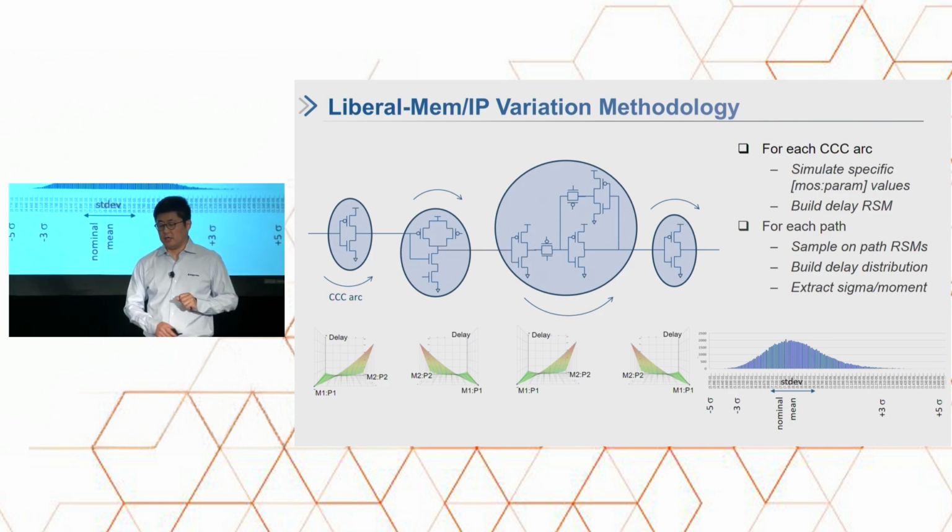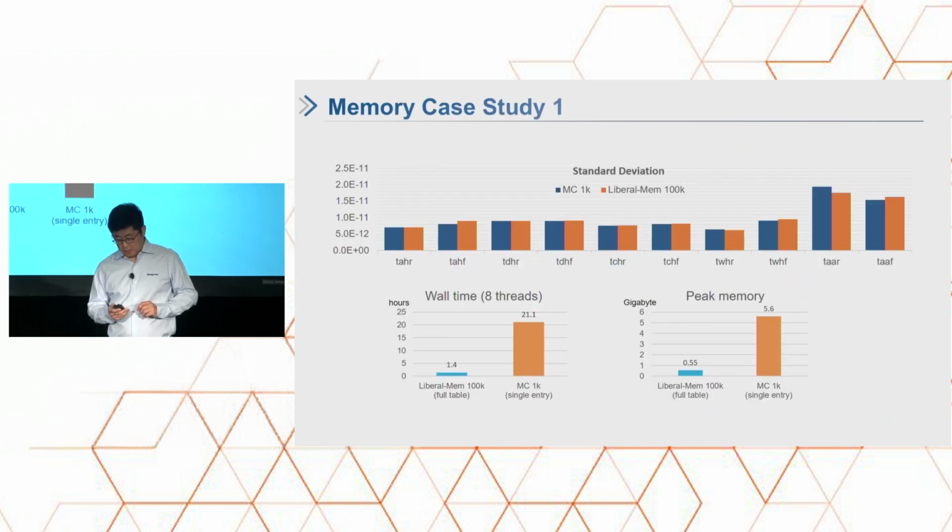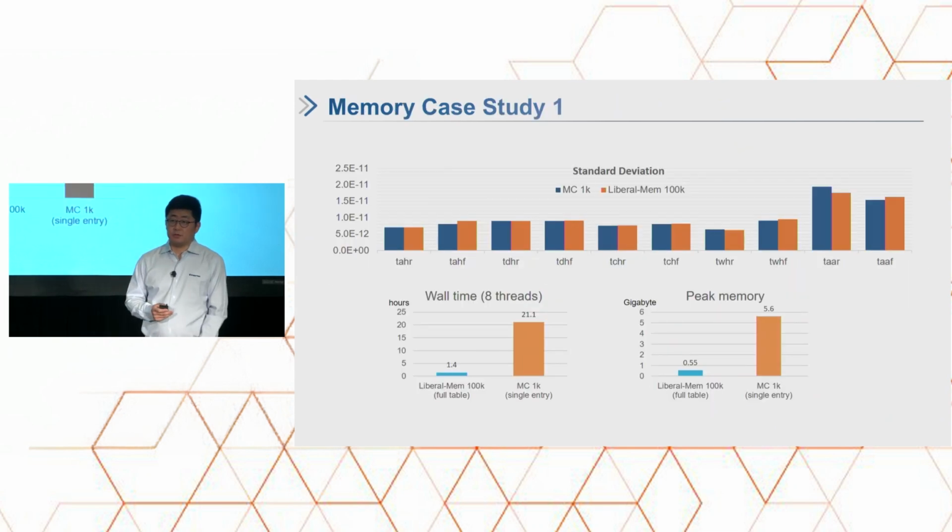And this way we can get 10,000, 100,000, even a million samples very easily, very fast. And we still get the shape of the distribution that we want this way. So next I'm going to show you some experimental results of this method.